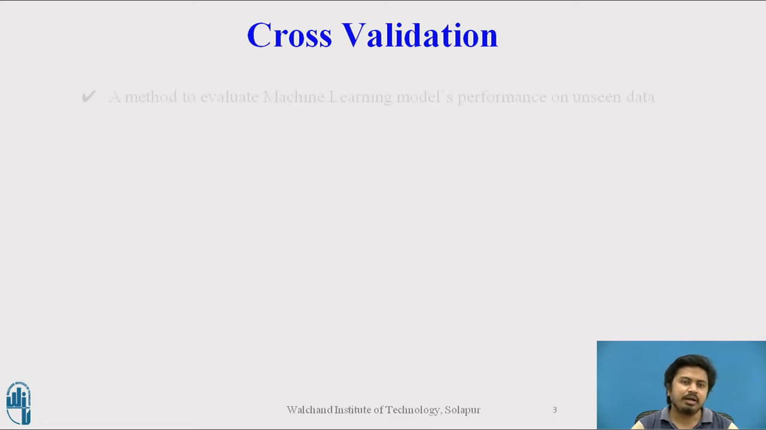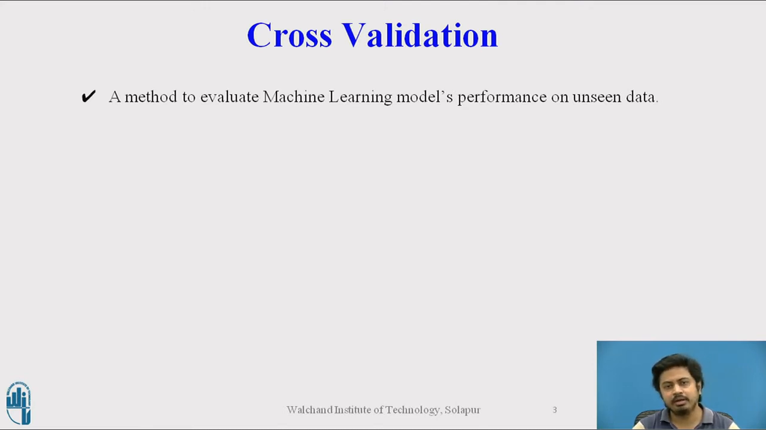As you all know, in machine learning, the machine learning model learns from the data. When we say a machine learning model is learning from data, in layman's terms, what it is doing is trying to train itself on a given data set, and once it trains, it predicts outcomes for new unseen data. So cross validation is nothing but a method to evaluate a machine learning model's performance on unseen data.